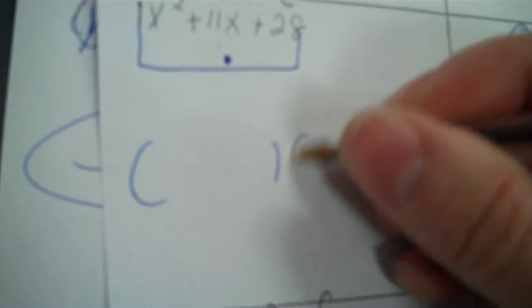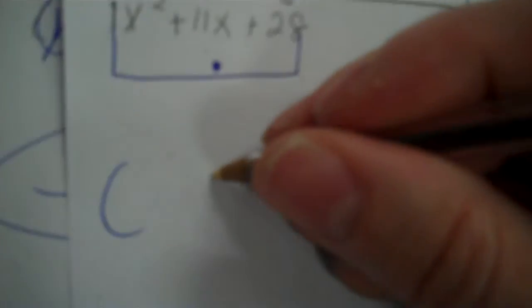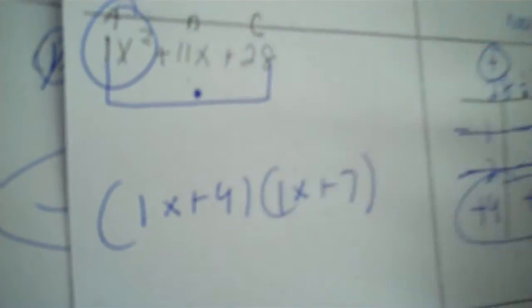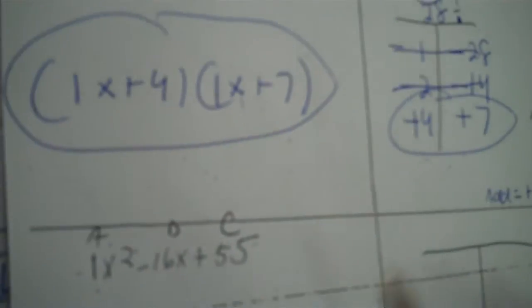So you go make your parentheses. Plus 4, plus 7. And x to the second is x, x. We have that, okay? And then the 1, 1, 1. Because 28 is 4 times 7. 1 is 1 times 1, x seconds, x times x.